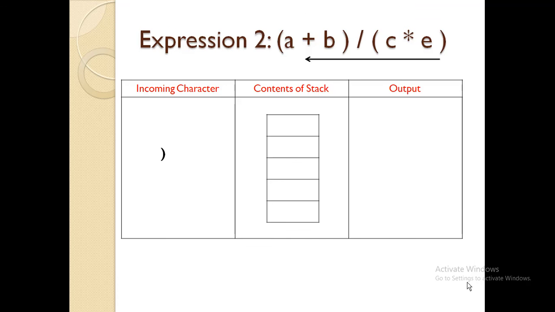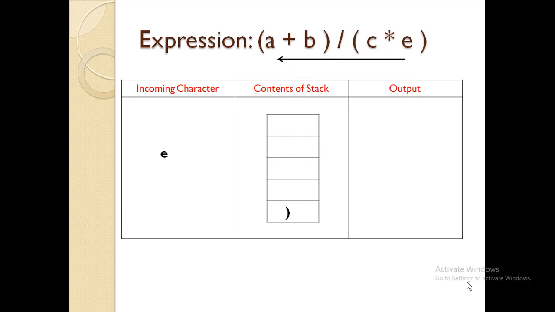Now let us study one more example which contains brackets. According to the algorithm, when there is a closing bracket, we push it onto the stack, and when there is an opening bracket, we pop the contents from the stack till we find the closing bracket. So first read the expression from right to left. The first character is a closing bracket, so push it onto the stack. Next is E, an operand, so directly display it onto the output string. After that, multiplication. Don't compare the priority of multiplication with the bracket, so push it onto the stack.